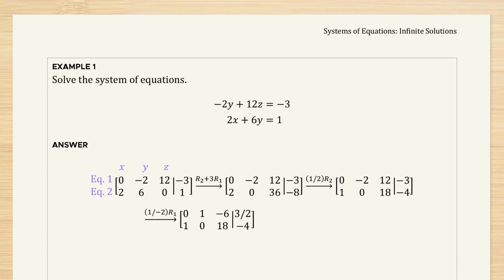In reduced row echelon form, we want to get the leading ones in the staircase pattern from the top left corner to the bottom right corner. We can interchange rows 1 and 2. This matrix is now in reduced row echelon form.